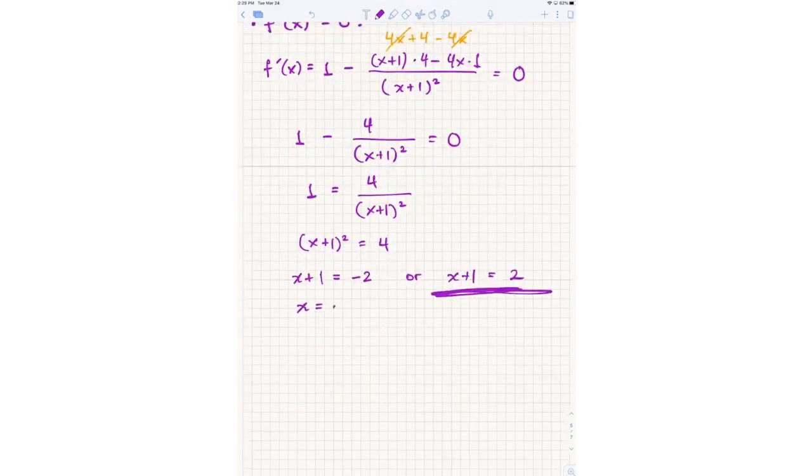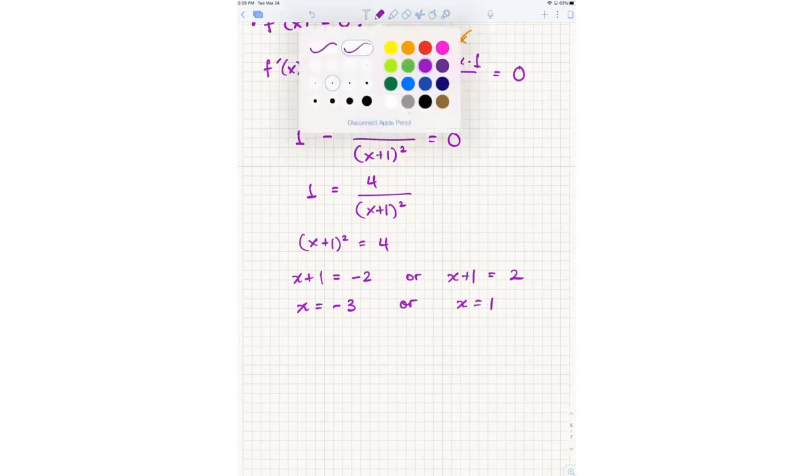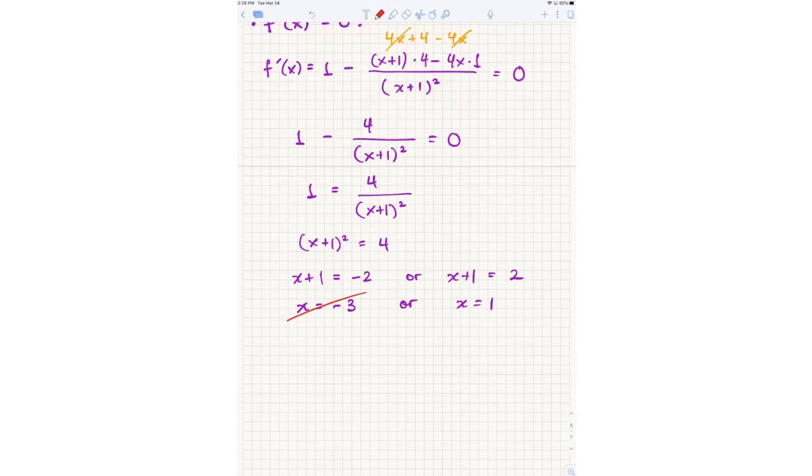Okay, so this gives me x equals -3. This gives me x equals 1. However, after having said all that, it turns out that the solution x equals -3, we don't actually care about because it is not in the interval. Remember, the interval that we're interested in was the interval 0, 3.